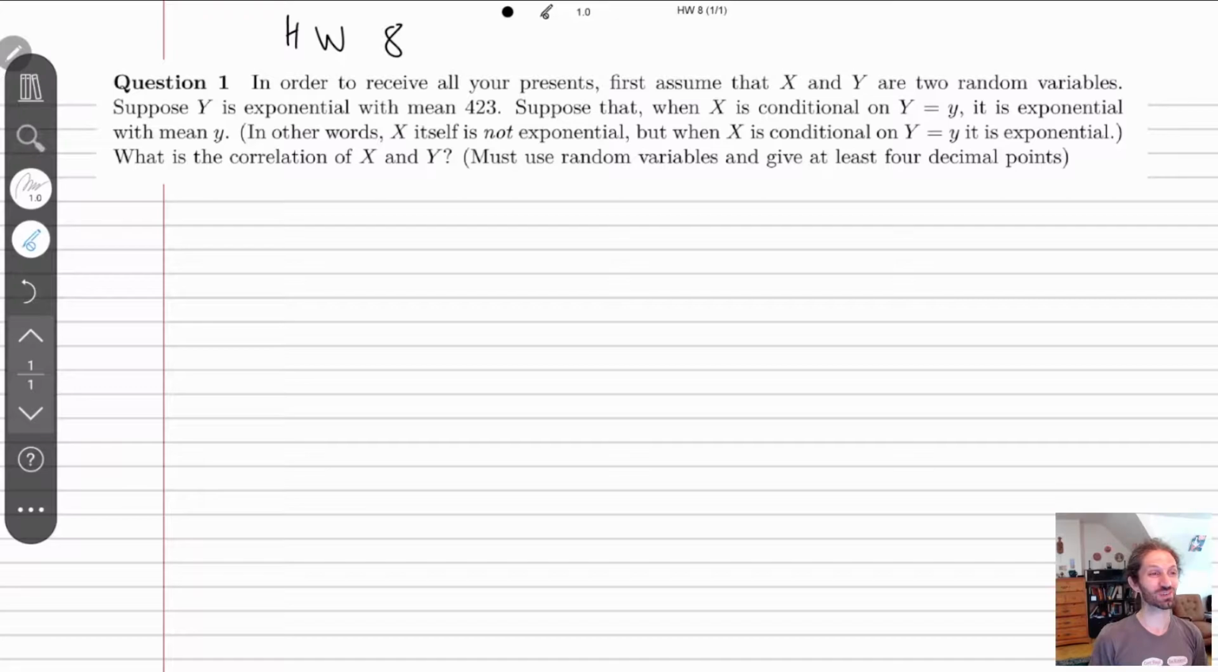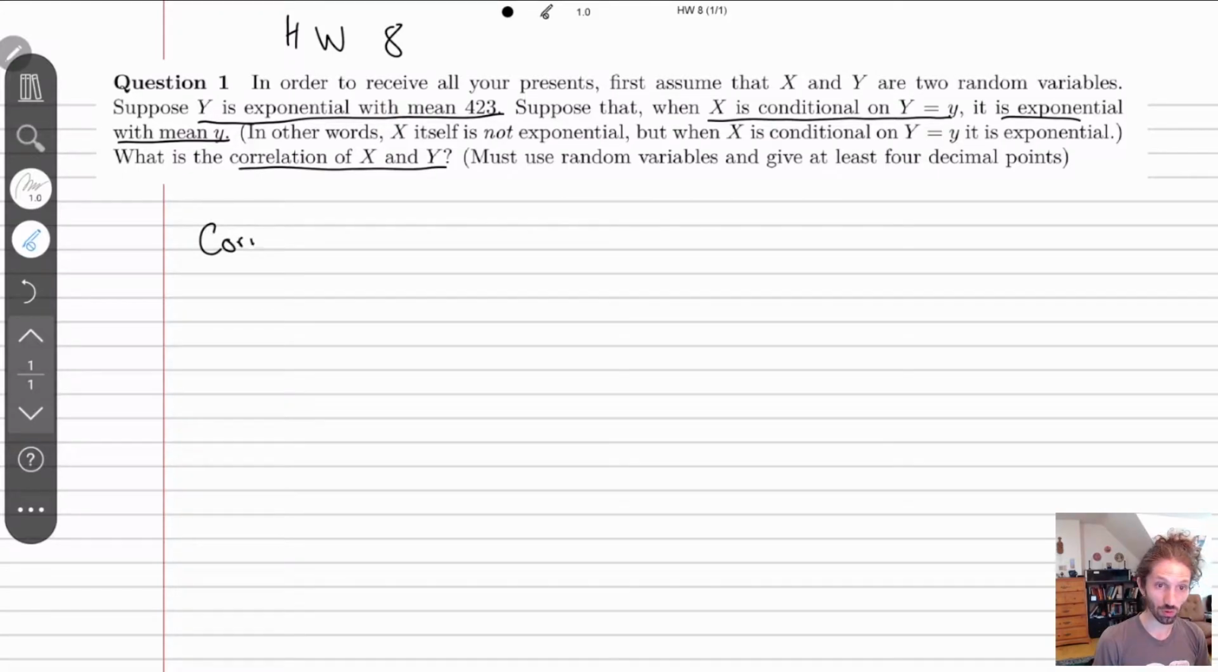Anyway, so in order to receive all your presents, first we assume that x and y are two random variables. We suppose that y is exponential with mean 423. And we suppose that when x is conditional on y, it is exponential with mean y. So here we ask, what is the correlation of x and y? So we want to know the correlation of x and y.